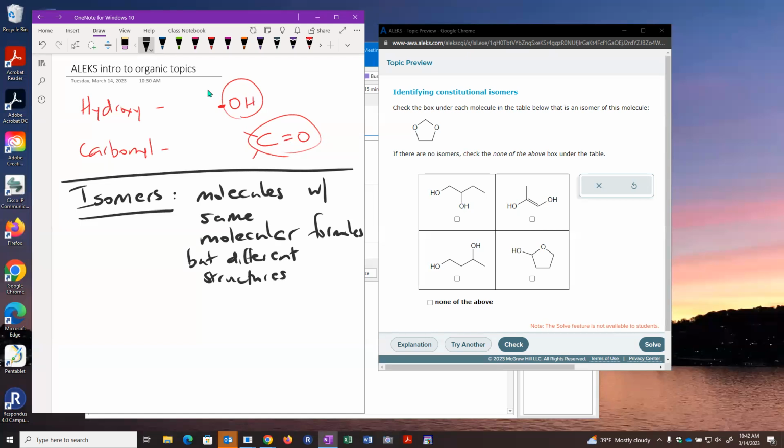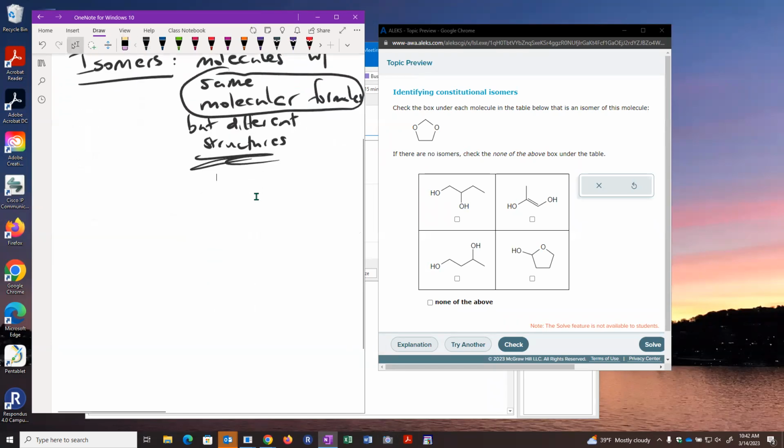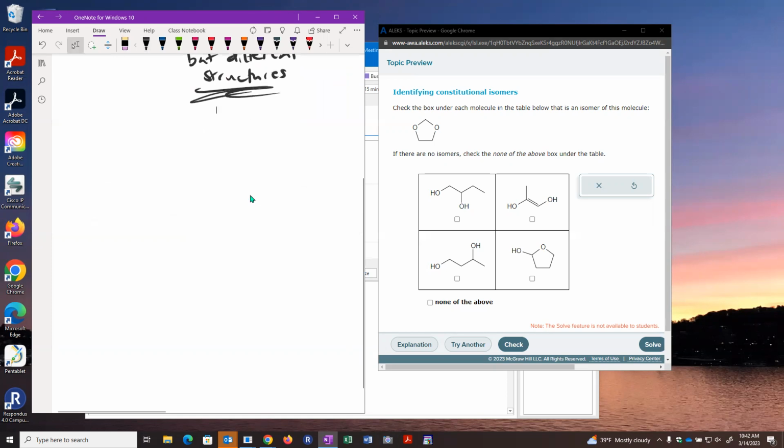Okay, so the components are the same, right? What they're made up of is they have the same number of atoms and types of atoms, but how those are connected is different, and that gives them different structures. So if we have this molecule here, we have a molecule that looks like this.